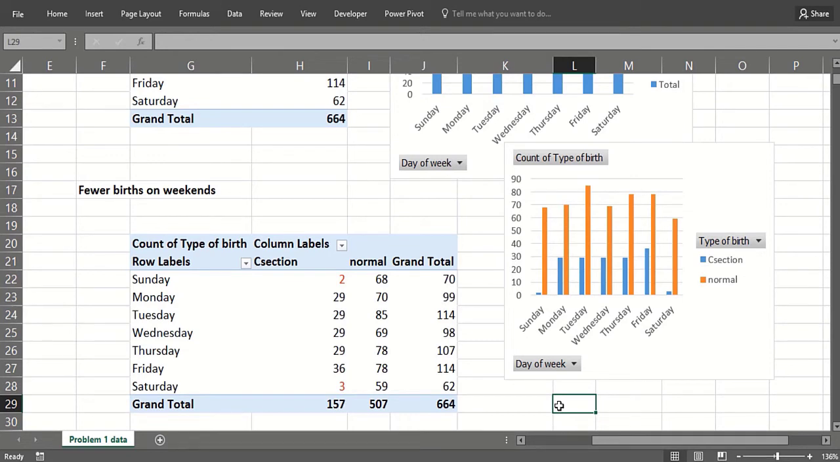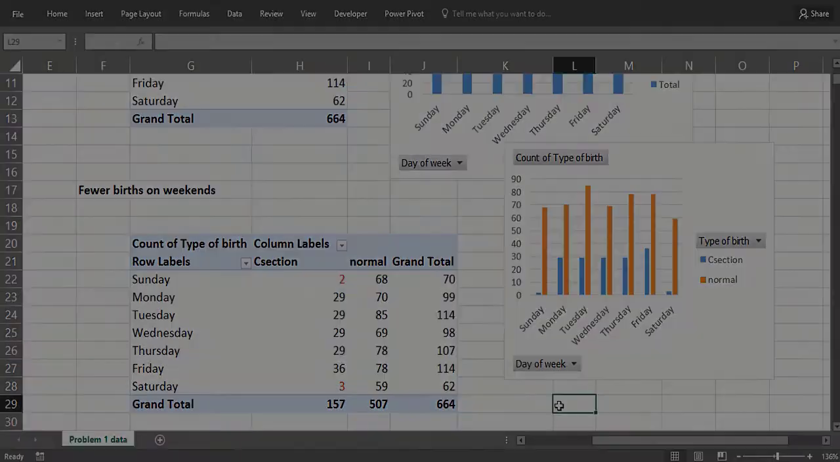So that's a good example of how a pivot table can sort of attack a problem. We have unstructured data and we can really understand what's going on with the data.